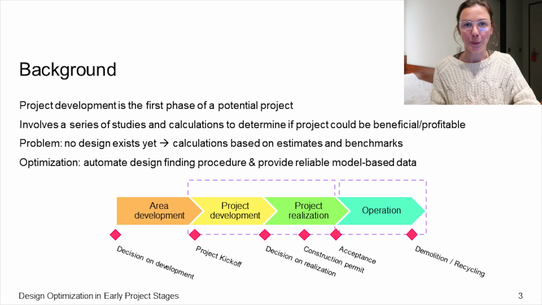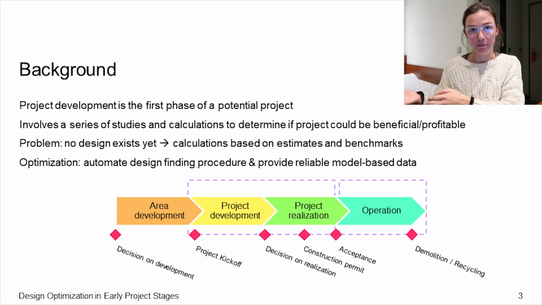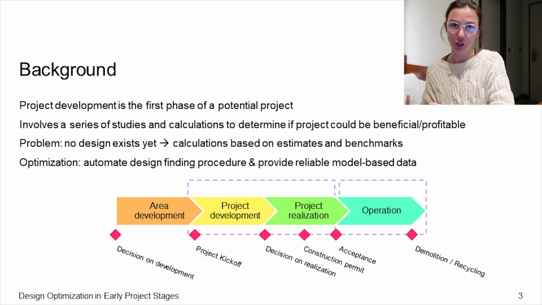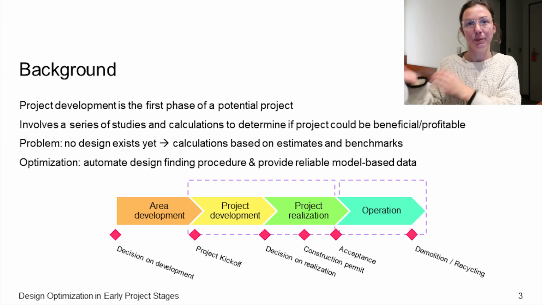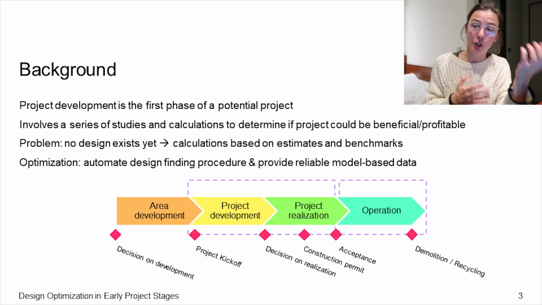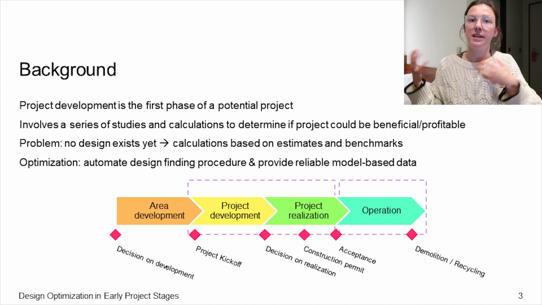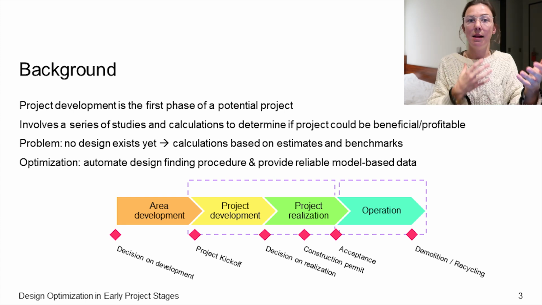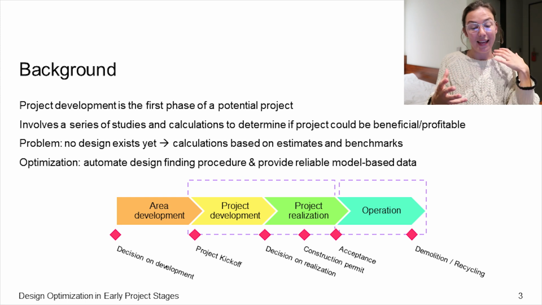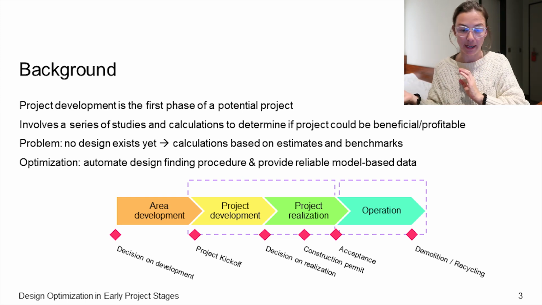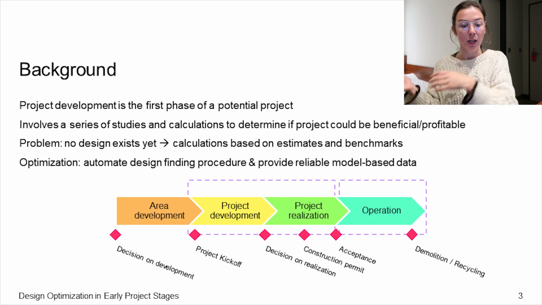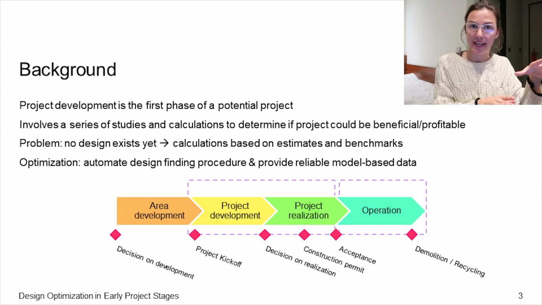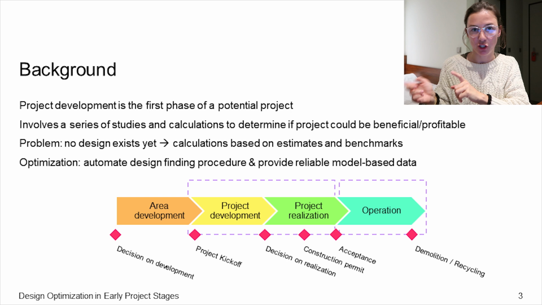So the problem that my thesis was based on is that in project development, as it is the initial phase of any potential construction project, we want to determine whether or not the project would be profitable. But at this point, no design exists yet. So all the calculations and studies that we carry out are based on estimates and past experience. So the question is, is it possible to automate parts of the design finding process so that we can provide reliable model-based data for project development?